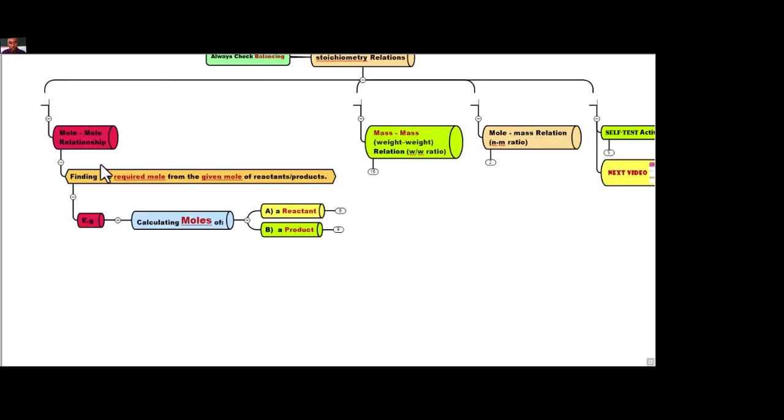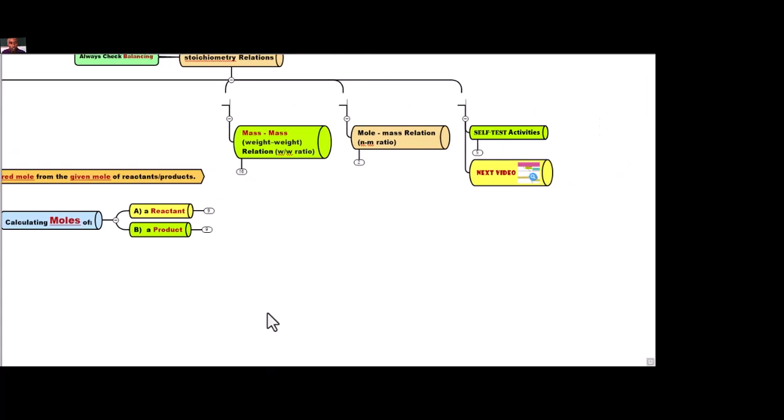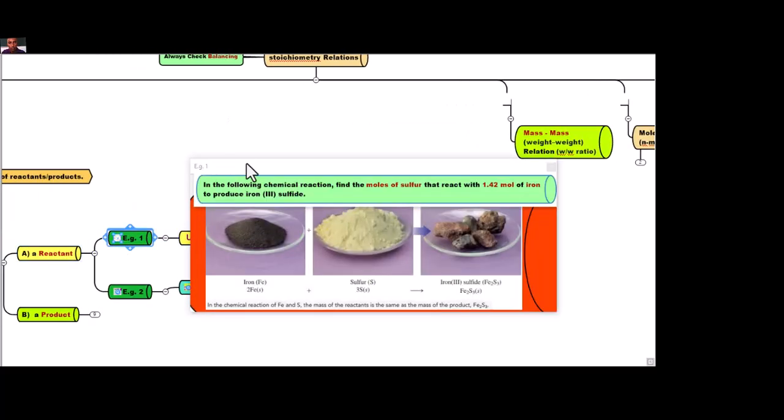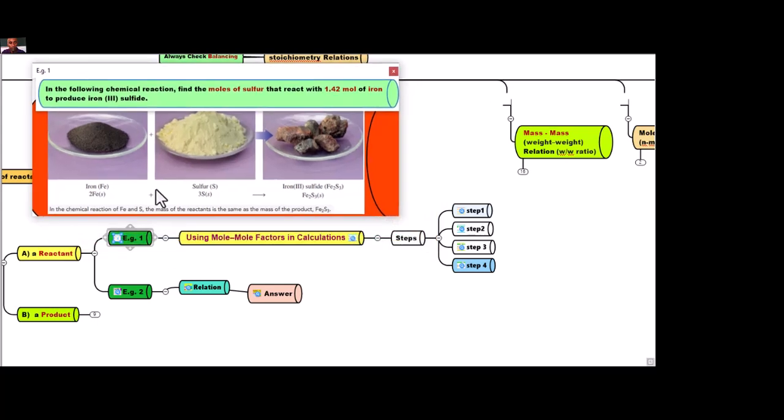This is the relation in which you are asked to calculate the number of moles of reactants or products from the given number of moles. First, let me explain this with an example, calculating the moles of the reactants. Example 1: you are asked to calculate the number of moles of sulfur that react with 1.4 mole of iron, and the balanced chemical reaction is given.